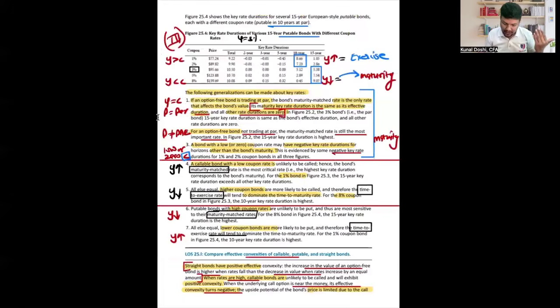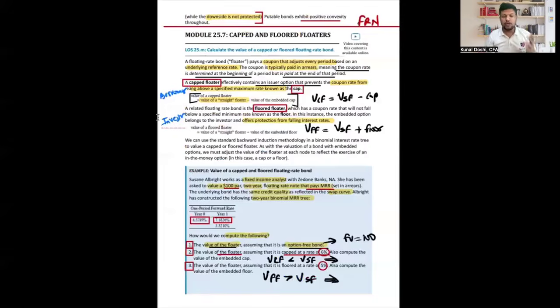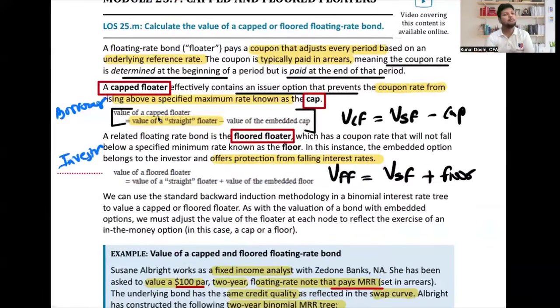Okay. Rest of the information you can just go through. No need of making it more complicated. Then later on, remember callable and puttable bonds have a fixed rate for a particular duration. But a combination of multiple callable options is called a cap, and a combination of multiple put options is called a floor. So cap and floor are nothing but the extended version of a callable and a puttable bond.